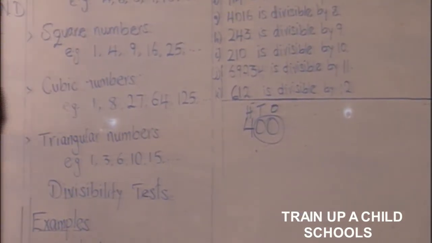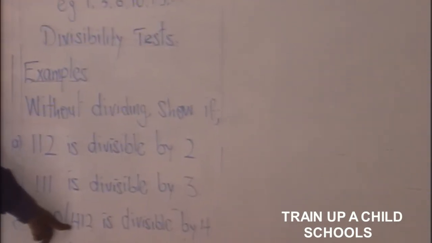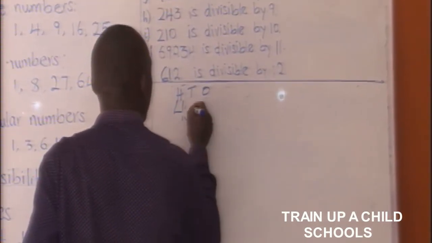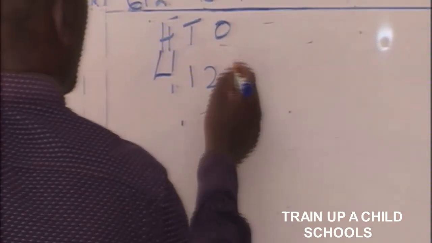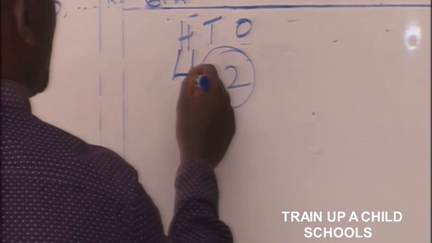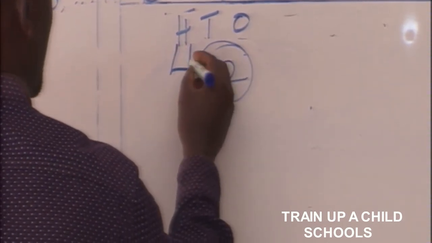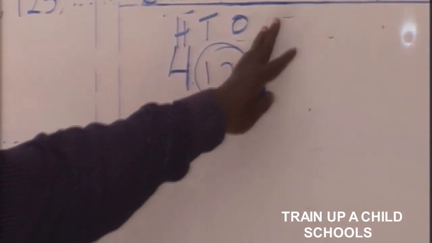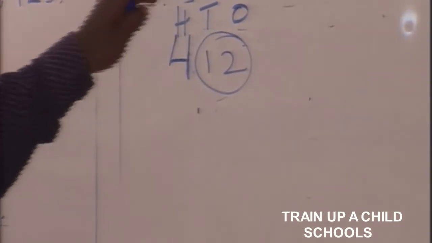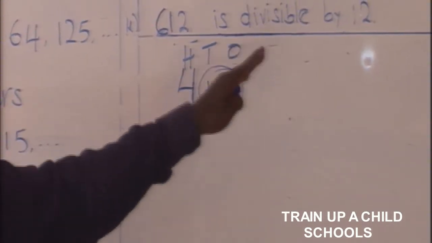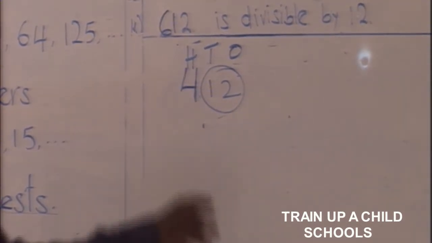The same is applicable to 412. So right here, like I've said, write ones, tens, and hundreds. Identify the figure formed by the digits under ones and tens. Everyone can see it is 12, one of the multiples of 4.